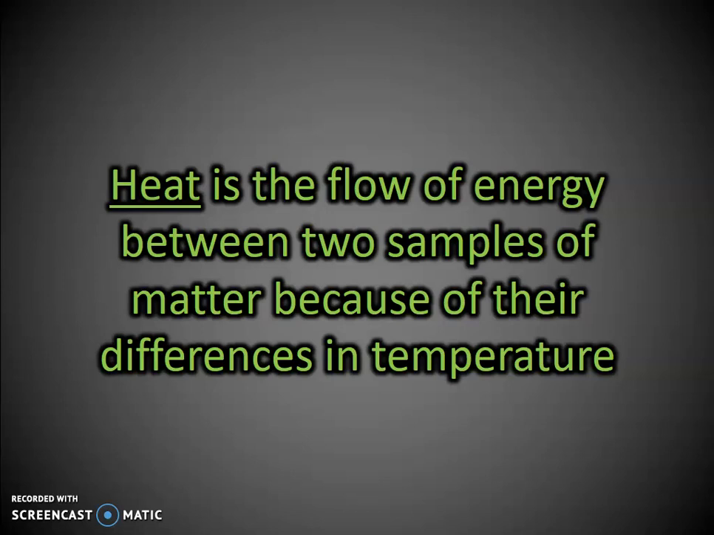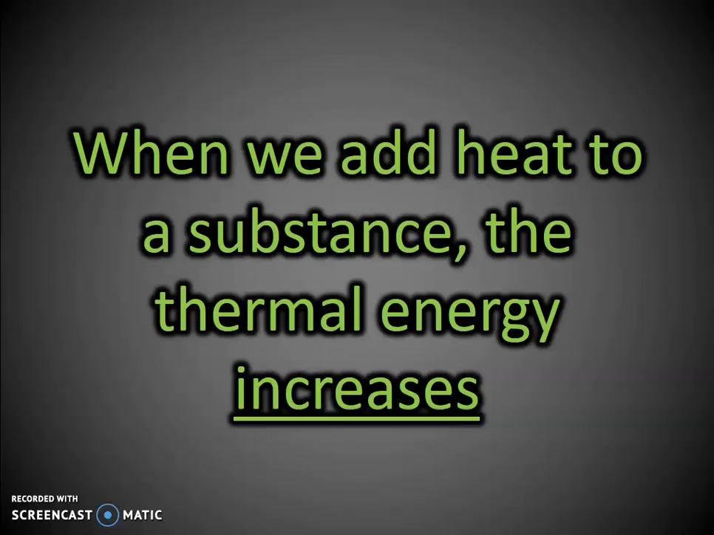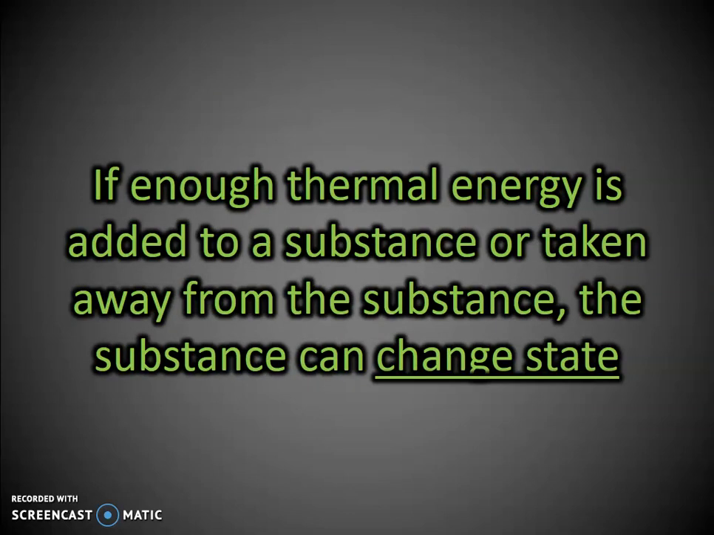Okay. We're going to reference heat as the flow of energy between two samples of matter because of their difference in temperature. So we have heat being given off by this example. So when we add heat to a substance, thermal energy increases. And when that thermal energy increases, it causes molecules to speed up, and they also spread out. If we add enough thermal energy to a substance or take it away from a substance, we can actually change the state.